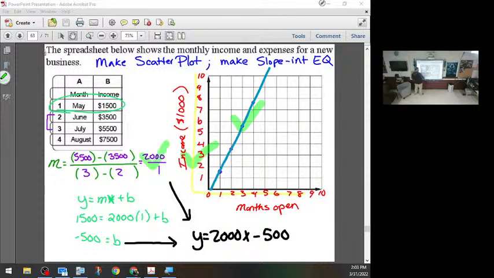Did you find the correct slope? Did you find the correct y-intercept? Did you put it all together to get the equation? Okay, there's your 5. And again, no matter what points you chose, you should have gotten there.